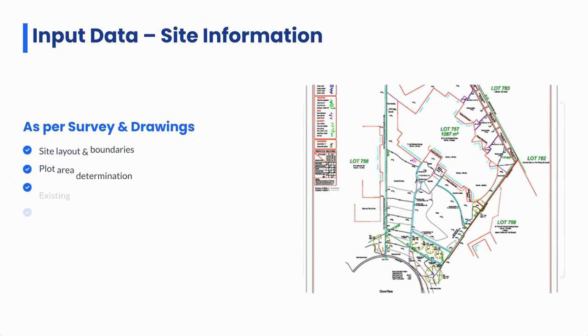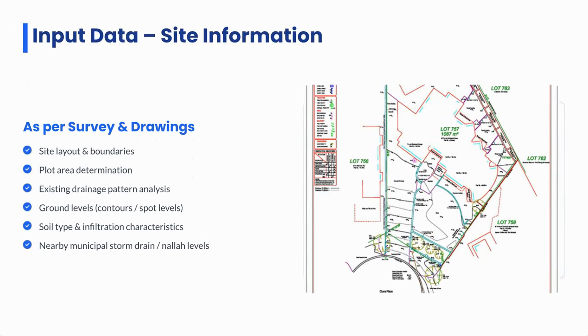Input data for site information is gathered from surveys and drawings. This includes site layout, plot area, existing drainage patterns, ground levels, soil type, and the levels of any nearby municipal storm drains.